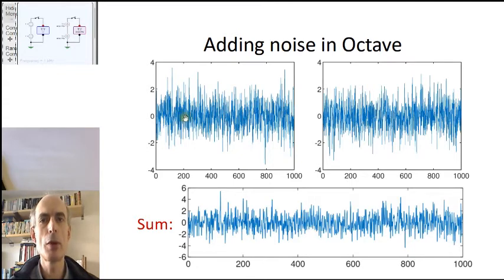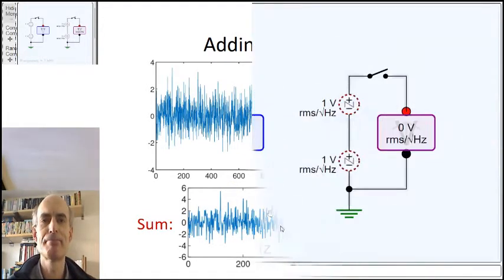That would mean that when this noise was high and positive, the second noise signal was also high and positive, and when this noise was low and negative, this noise would also have to be low and negative so that the two would combine. That's very unlikely to happen. So how do we add together two noise sources? Well, we can try this in the simulator.